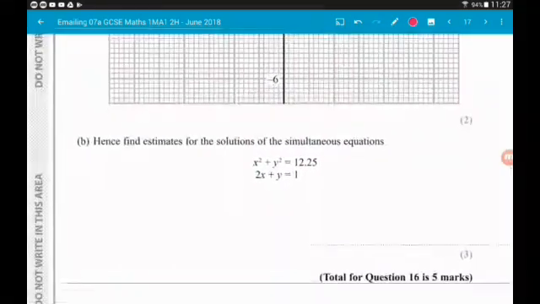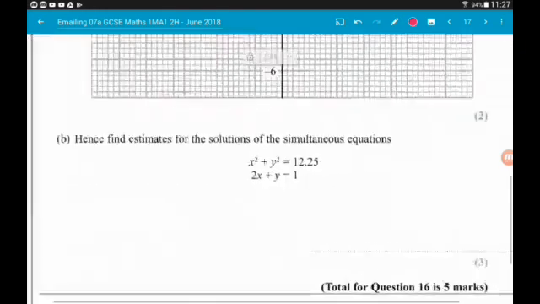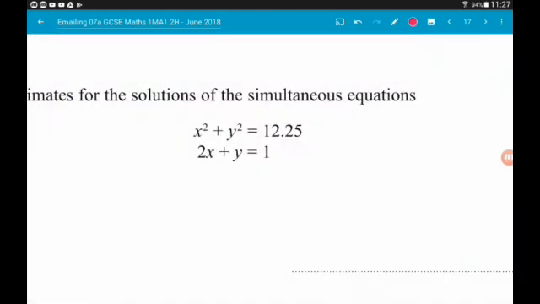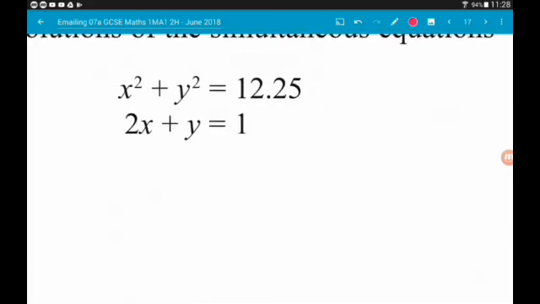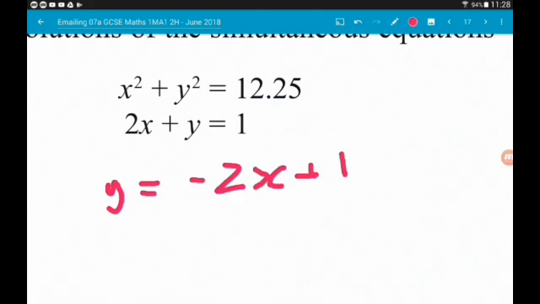Okay, then part B wants us to use the graph to estimate the solutions of the simultaneous equations x squared plus y squared equals 12.25 and 2x plus y is equal to 1. So 2x plus y equals 1 is the equation of a straight line, but we're going to want to rearrange it into y equals mx plus c first of all, and then plot it. Taking away the 2x, we get y is equal to minus 2x plus 1.